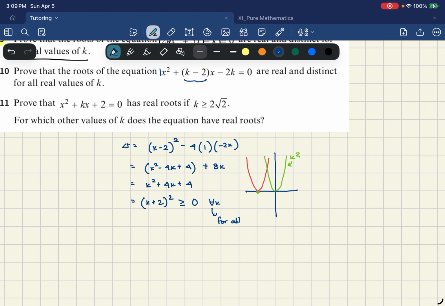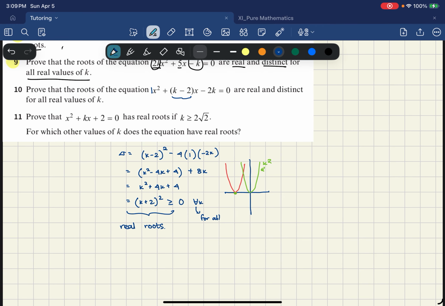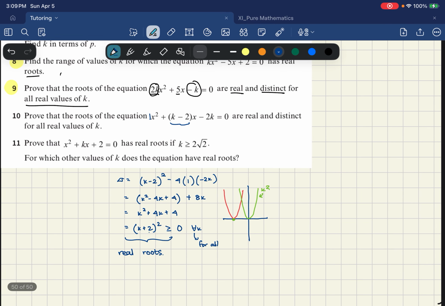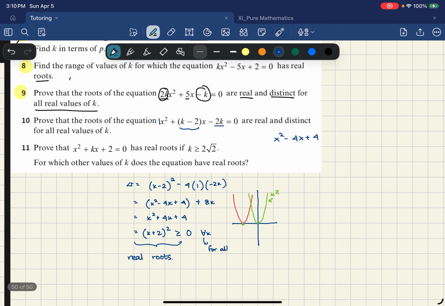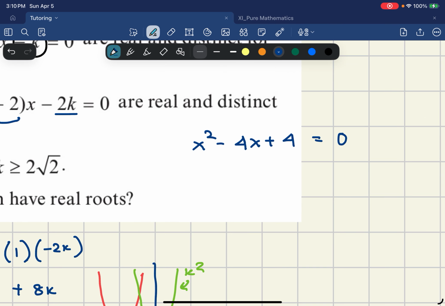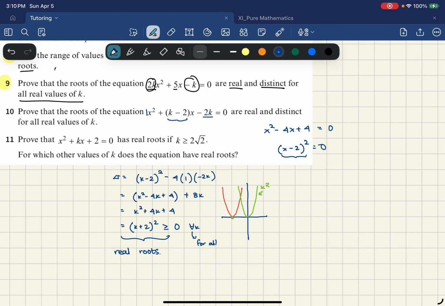So for all k, we have real roots. I wouldn't necessarily say they are distinct roots, because if you substitute k is equal to negative 2, so x squared minus 4x plus 4, right? If you substitute k negative 2, then you only have one root, actually. That is x minus 2 squared. So you only have one repeated root. So they are not distinct, but we always have real roots here.